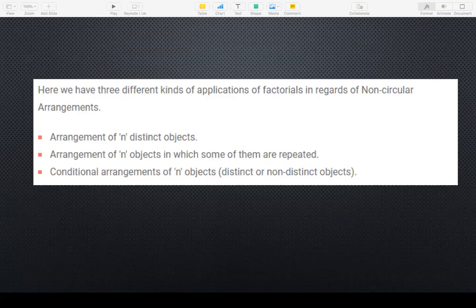The very first type is arrangement of n distinct objects, where all the given objects are distinct. The second type of application is where arrangement of n objects needs to be done, where some of them are repeated. And the third scenario is conditional arrangement of n objects, which can be distinct or non-distinct. We'll look into an example for each of these applications.